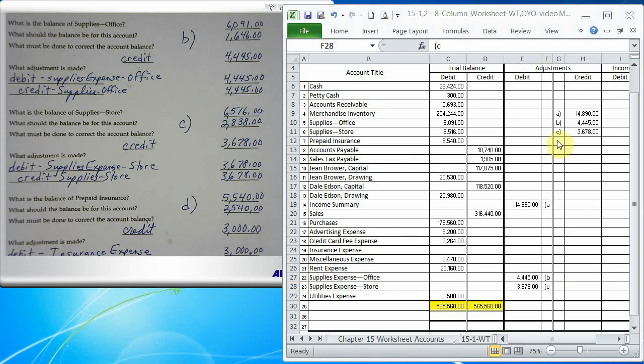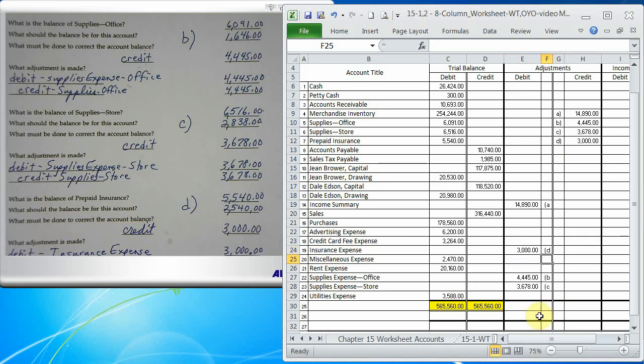Now we're going to do the last entry, which is prepaid insurance. That amount is $3,000, and then I go to the insurance expense, which is $3,000, and I got D there.